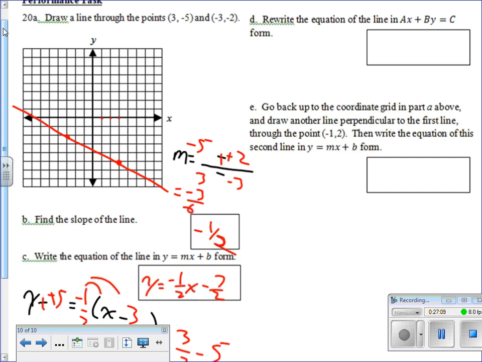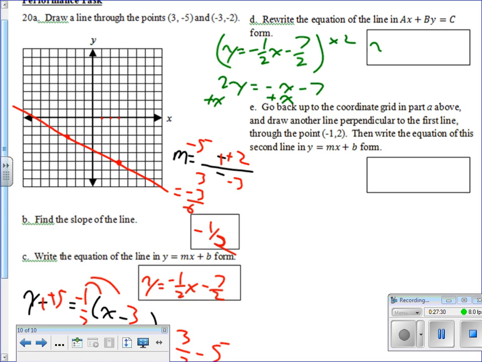Rewrite this equation in standard form. Y equals -1/2 x minus 7/2. My first step, multiply everything times 2. 2y equals -x minus 7. Add x to both sides. X plus 2y equals -7. Get rid of the fraction, move the x's over.